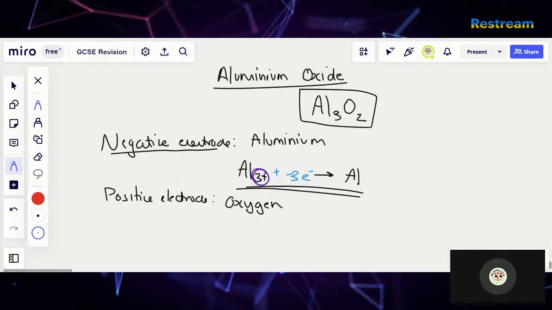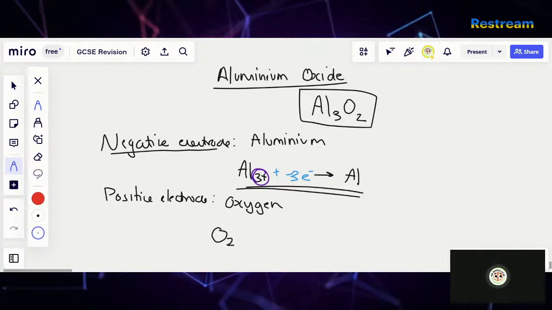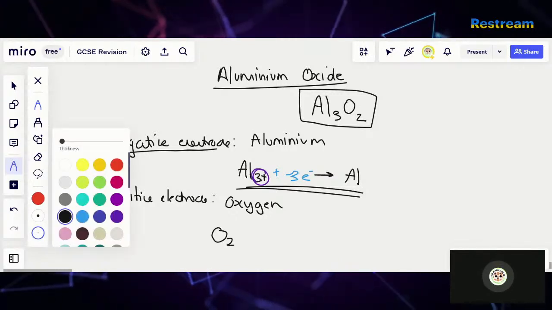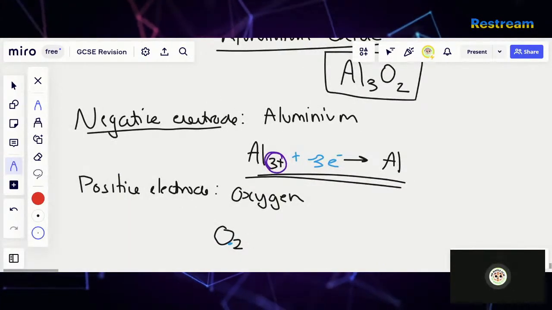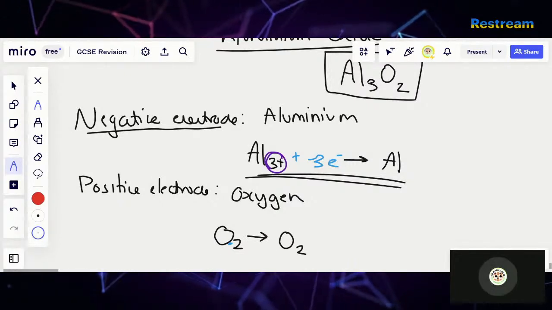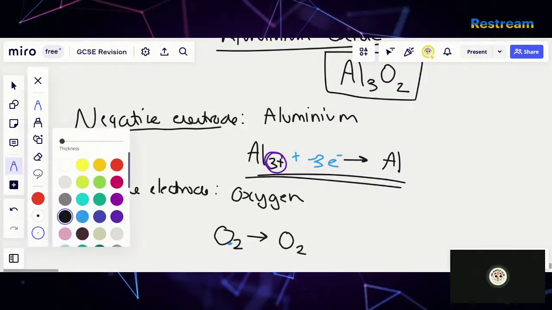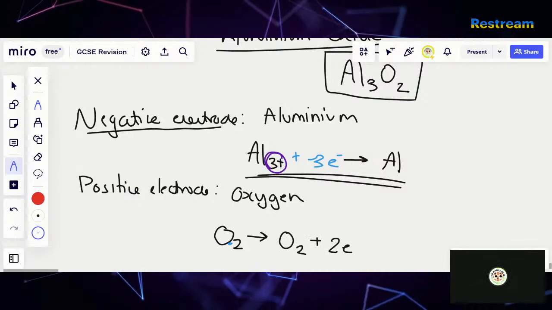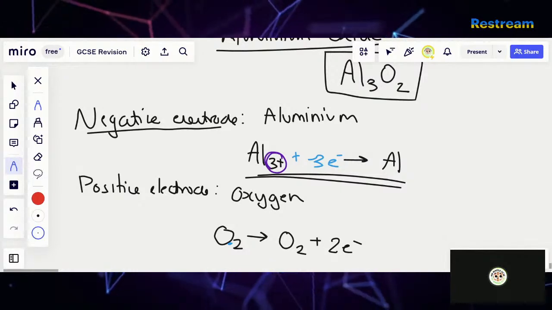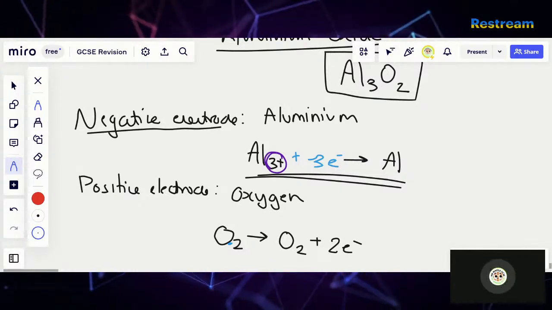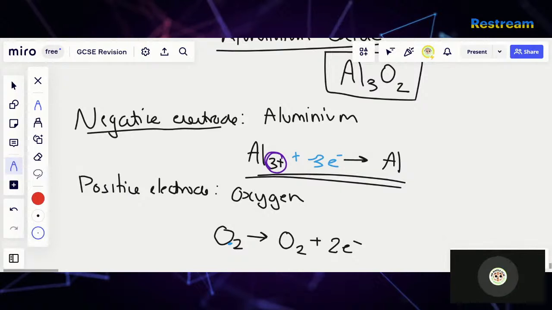Now at the positive electrode, we have O2-. Oxygen, being the non-metal, forms a negative 2 charge. Now for oxygen, we want to get back to just O2. So you want to get rid of these 2 electrons that we have gained. In order to get rid of these 2 electrons, we just have to separate them like this. And that's what would happen. So at the positive electrode, you have your oxygen ion, and then it forms oxygen, but without the 2e- charge.